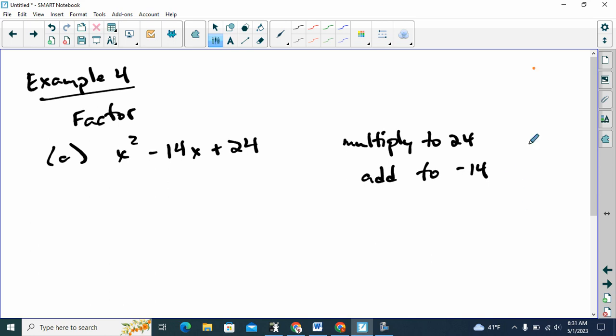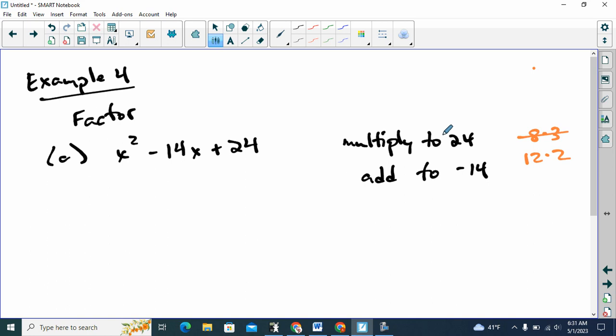Multiplies to 24, we've got 8 times 3. 8 plus 3 is 11. 8 minus 3 is 5. Nope. We've got 12 times 2. 12 plus 2 is 14. There we go. Problem is they need to add up to negative 14.